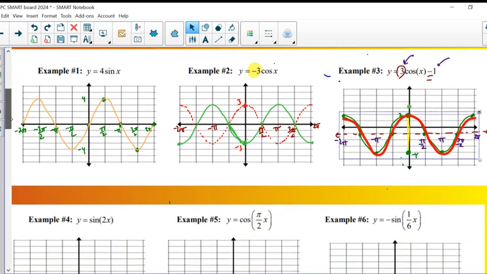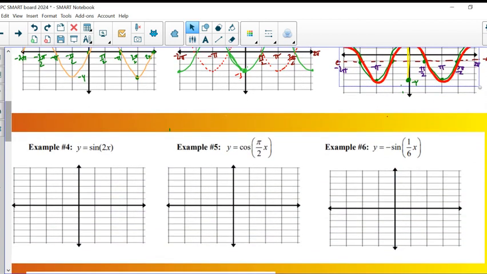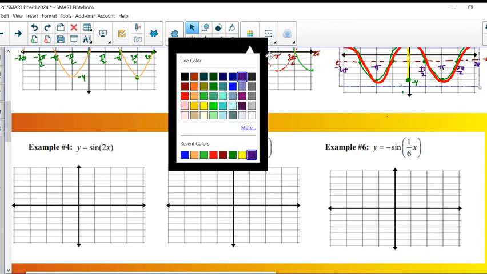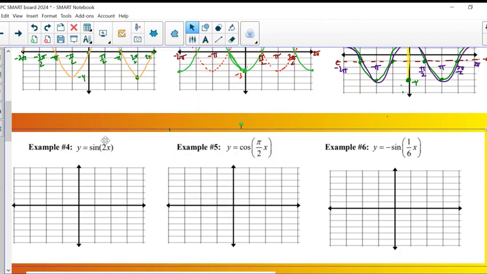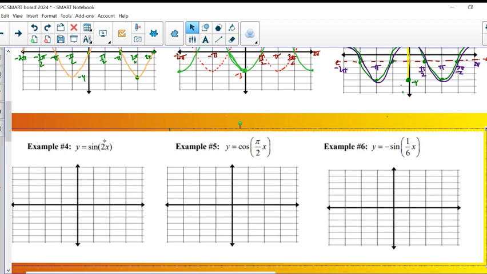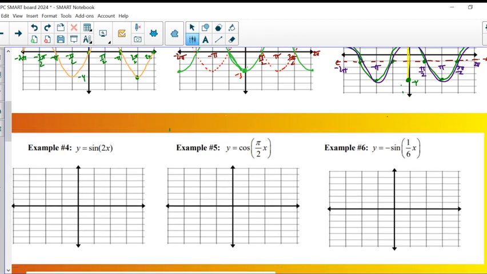And I'm guessing, bingo, that you put a coefficient in front of the x. So that affects our frequency. So when you have a coefficient in front of your x, this tells me that I've got a twice as fast frequency.